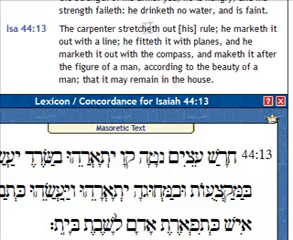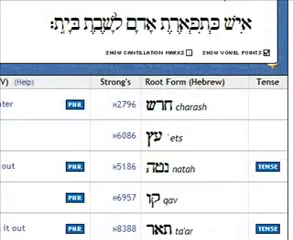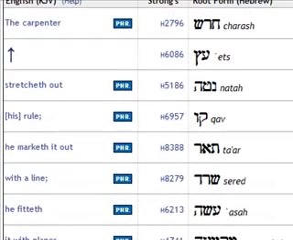The carpenter stretcheth out his rule. He marketh it out with a line. He fitteth it with planes, and he marketh it out with a compass, and marketh it after the figure of a man, according to the beauty of a man, that it may remain in the house. Okay, what we'll do now is investigate what all of that means.